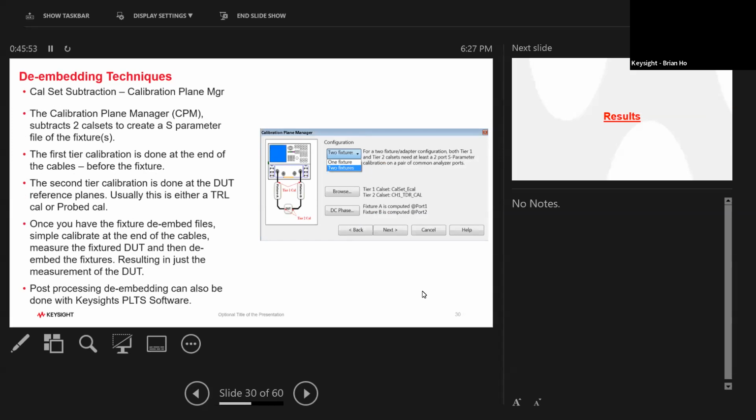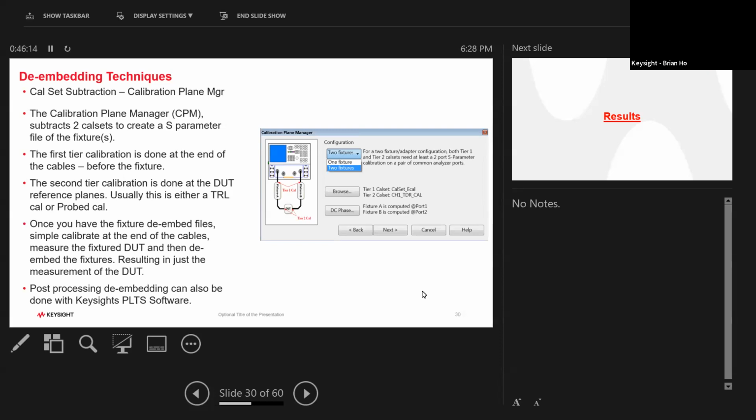If you have a Keysight VNA, you could take that S parameter model, the de-embedded structure, put it in there as a fixture, and it'll de-embed it for you. Or you can use our Keysight physical layer test system, which is our PLTS software, where we can take a fixture or the S parameters of the device and de-embed it in software.